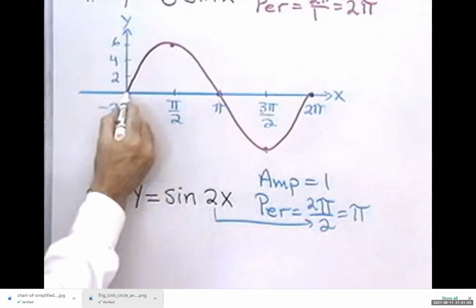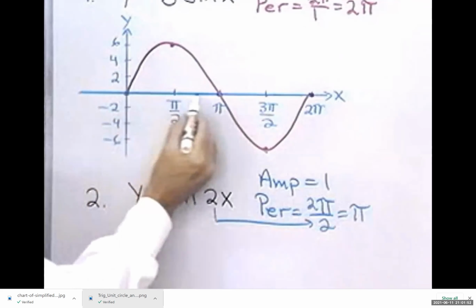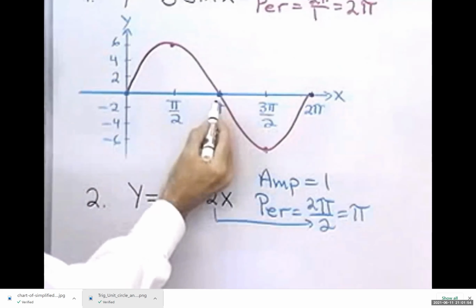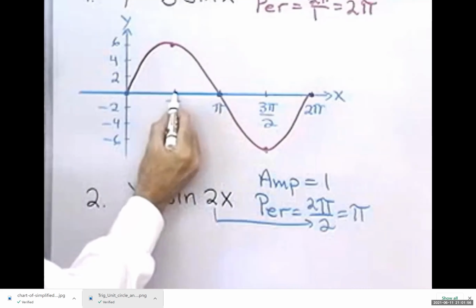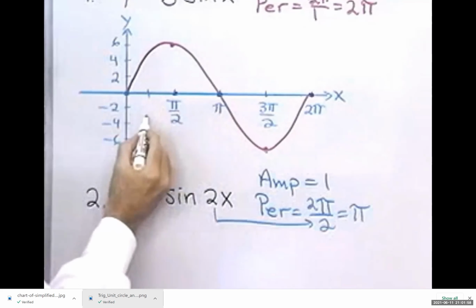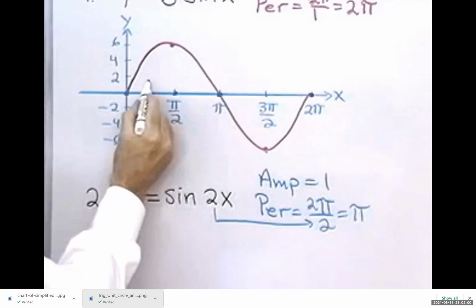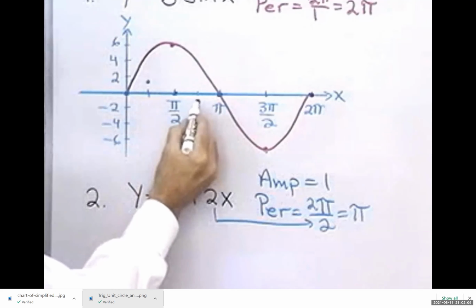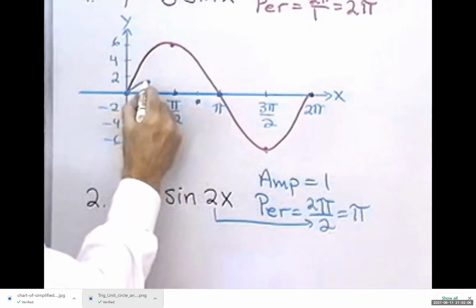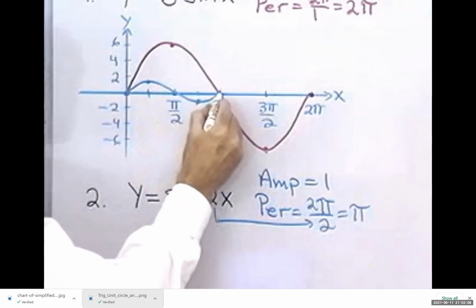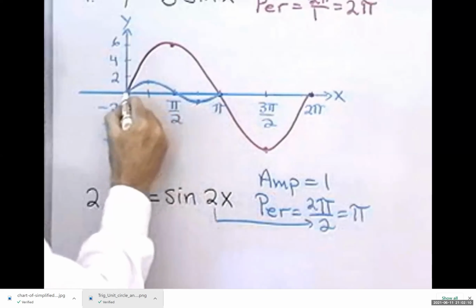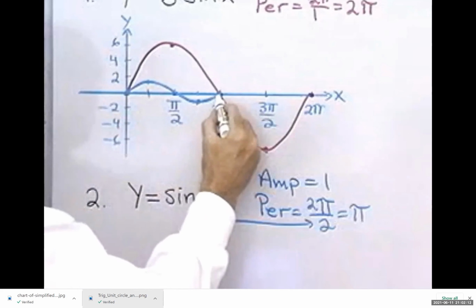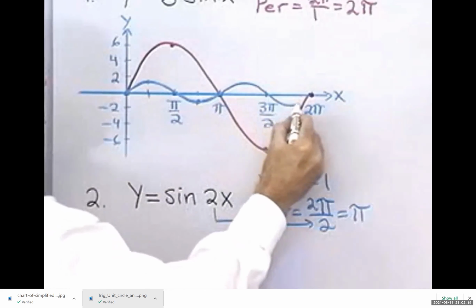So it's a sine curve. It starts at 0. It's going to end pi units later here at 0. Halfway between, it'll go through 0. And here at pi over 4, it's going to be up to 1. And at 3 pi over 4, it's going to be down to negative 1. So by comparison, that graph is going to look like this. If I extend this graph, it's going to look like this.